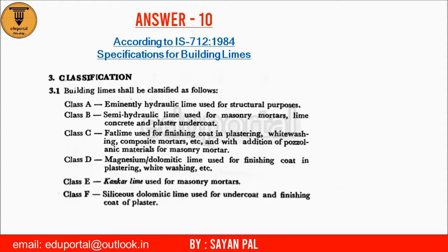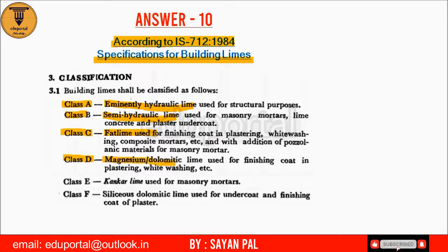For that we need to study the classification specified in IS 712 1984, that is specification for building lime. Here it has classified the building limes in 6 categories: class A eminently hydraulic lime, class B semi-hydraulic lime, class C fat lime, class D magnesium or dolomite lime, class E conker lime, and class F siliceous dolomite lime.